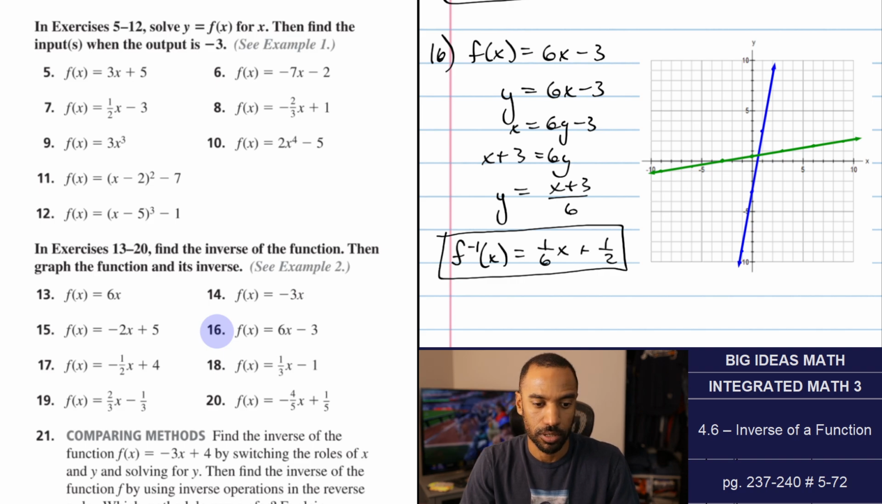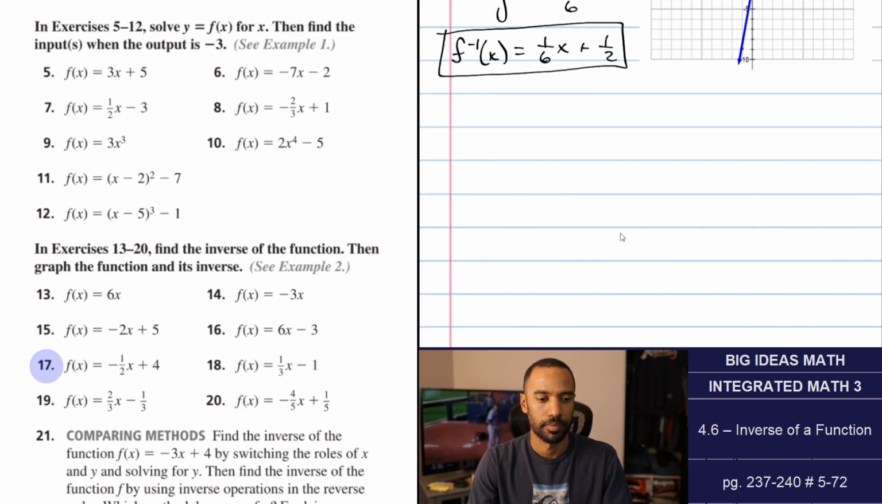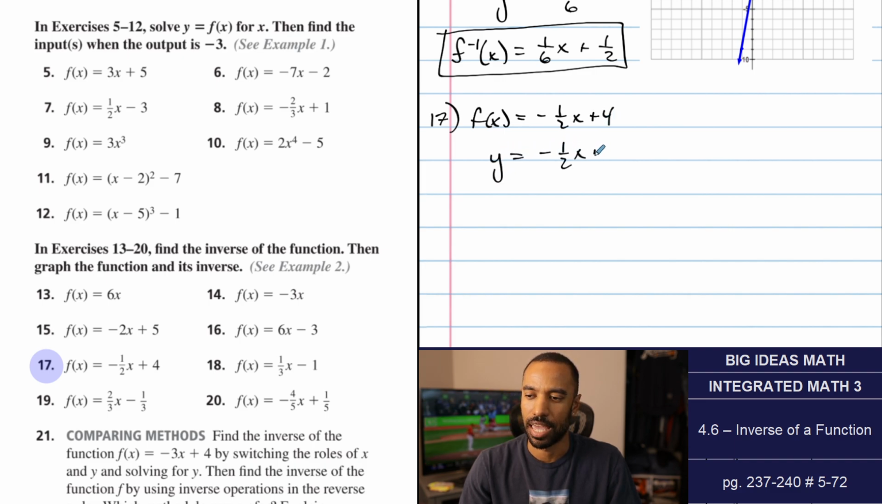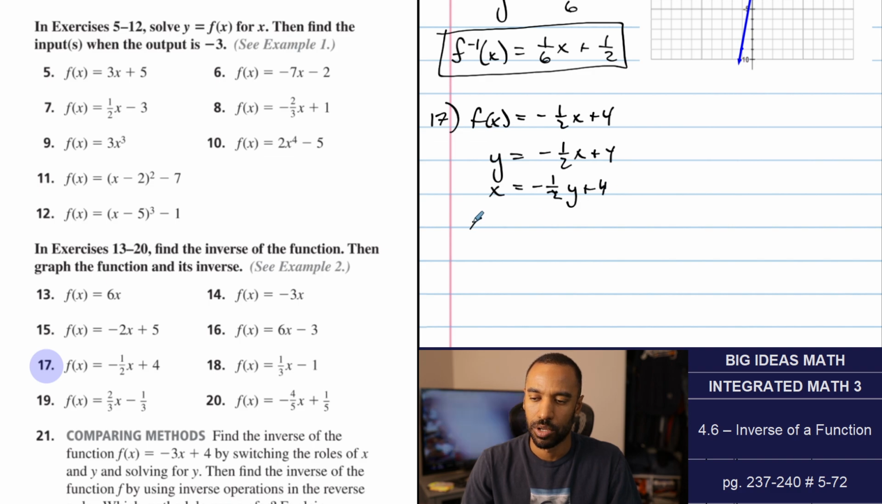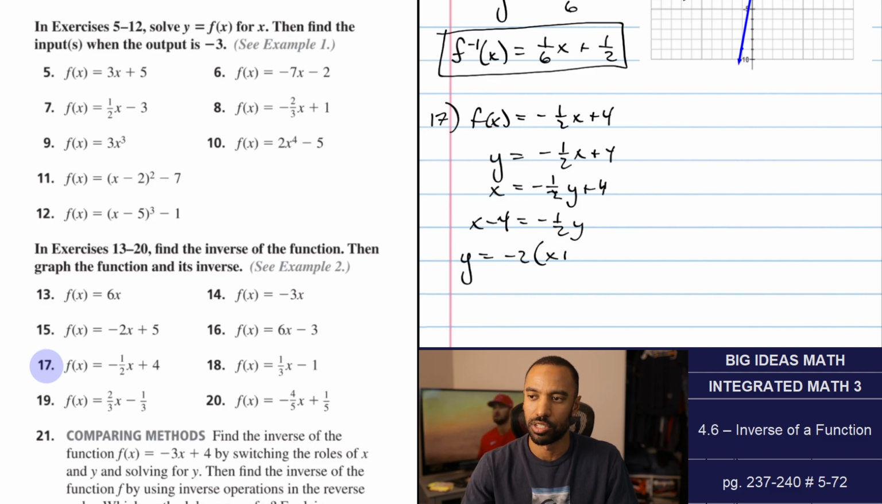Now, all of these are linear functions, so I'm just going to keep going with them the way that they're written. Number 17. We have y equals -1/2 x plus 4. It doesn't say y equals yet. Now it does. And then we will swap x and y for the inverse step. Solve for y again. Subtract 4 from both sides. We get x minus 4 equals negative 1/2 y. And I want to multiply both sides by negative 2. So y equals negative 2 times the quantity x minus 4.